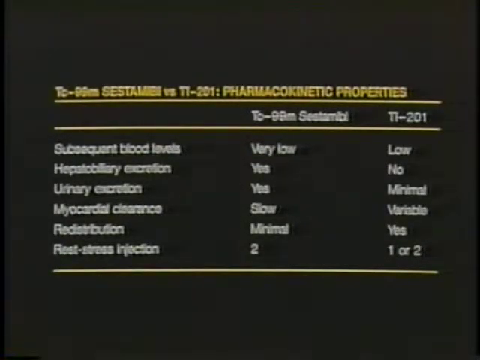Unlike thallium, Cardiolite has no significant redistribution within the myocardium. The initial uptake pattern remains fixed over an extended period. This requires 2 injections to obtain rest and stress images. Rest and stress images may be obtained on separate days or on a single day.